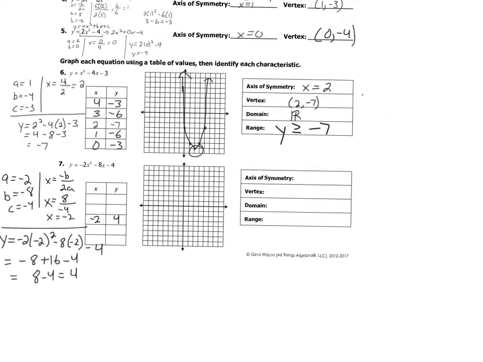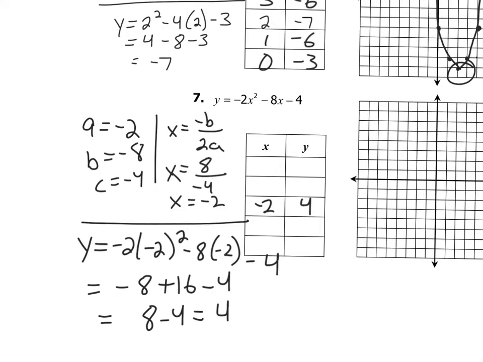So we could already fill out some stuff in our little chart here. Our axis of symmetry is going to be x equals -2. Our vertex is going to be -2, 4. We know our domain is going to be all reals. All right, now let's graph it. So let's put -1. I'm sorry, wrong way.